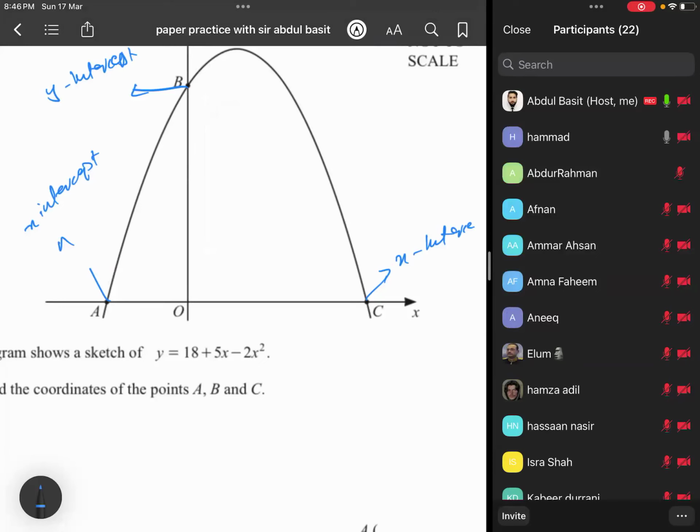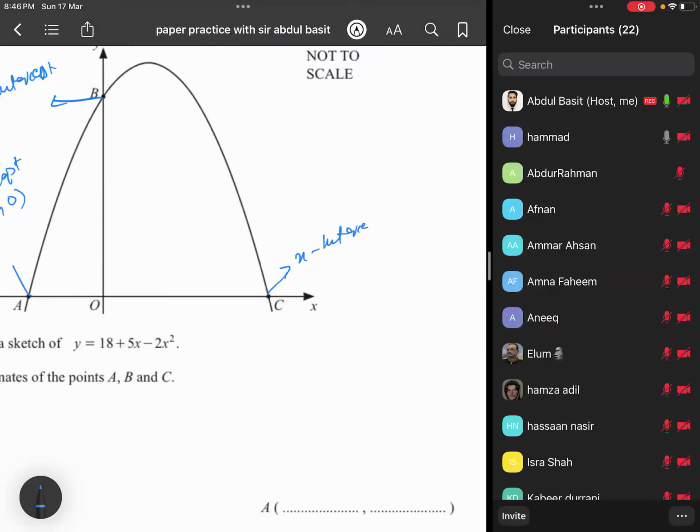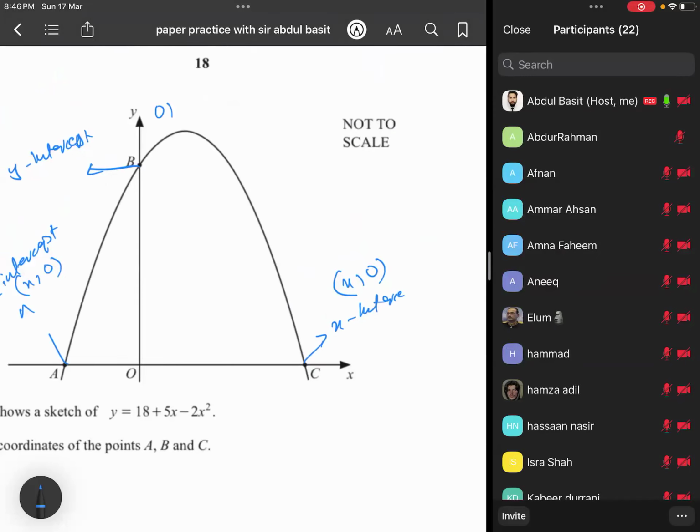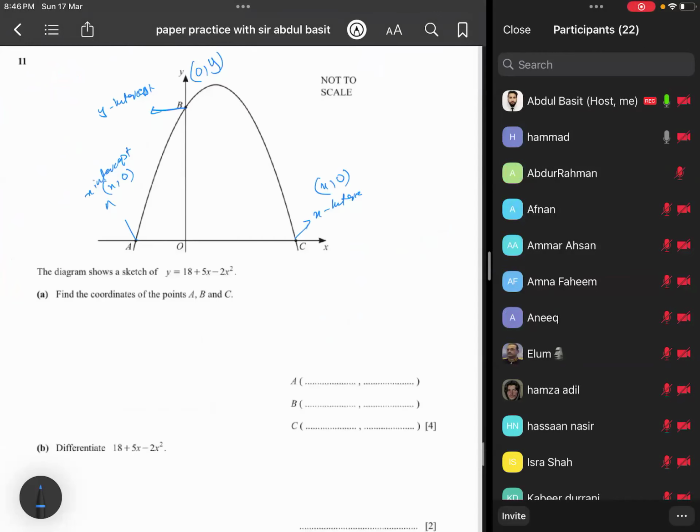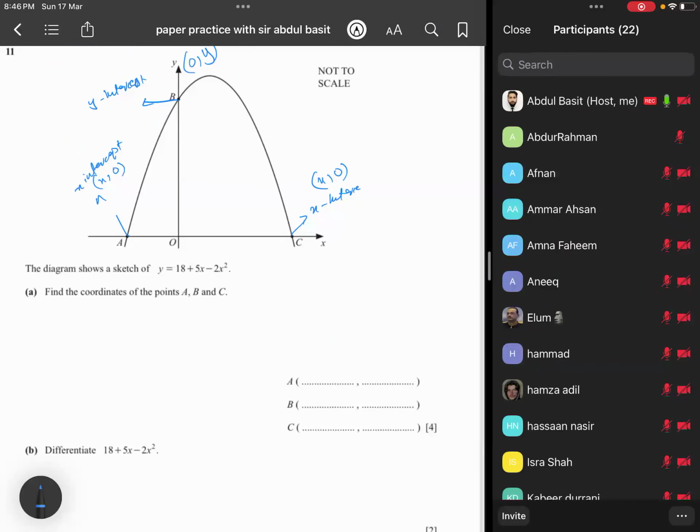On the x-intercept, we know that we have some x coordinate, but y would be 0. Here x would be something, y would be 0. And here x would be 0, but y would be something. Let me write some coordinates. Point A is 0, and that would be somewhere value. Point B is x is 0, and point C, y is 0.